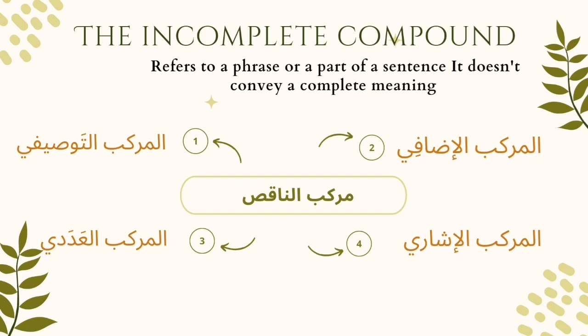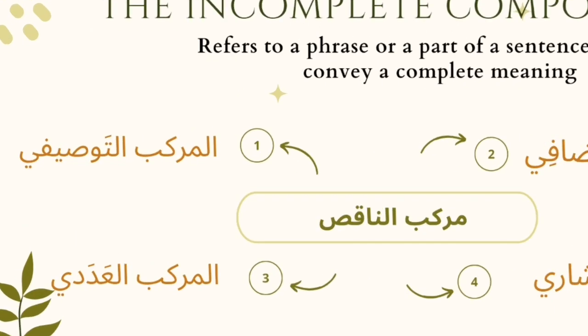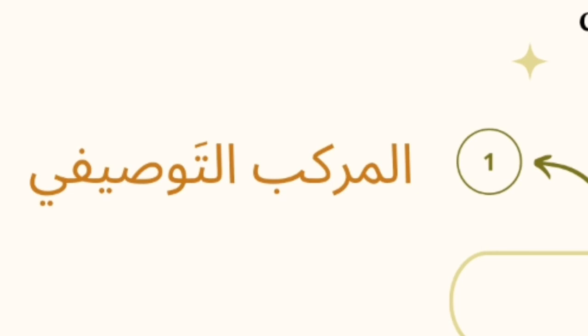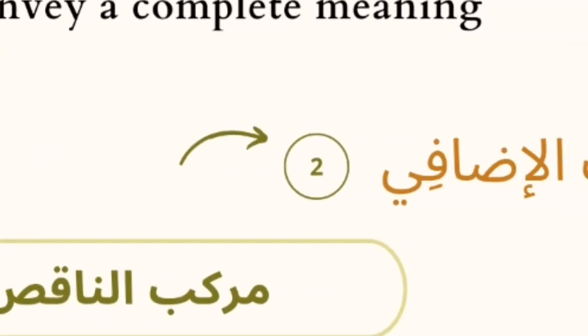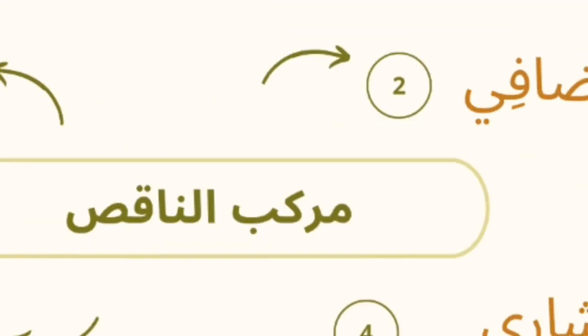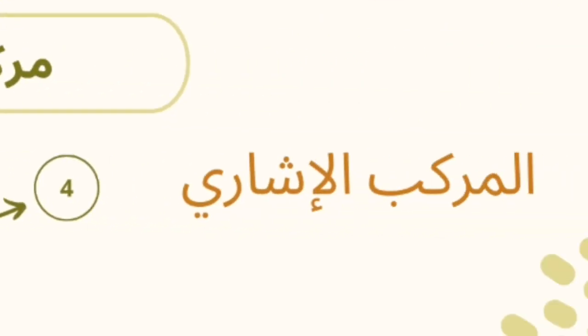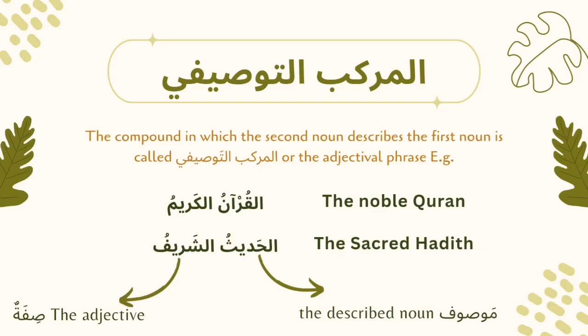This murakkabun naqis is divided into 4. First, al-murakkabut tawsifi. Second, al-murakkabul idafi. Third, al-murakkabul adadi. And fourth, al-murakkabul ishari. So, what is al-murakkabut tawsifi? It is the compound in which the second noun describes the first noun. It is called al-murakkab al-tawsifi or the adjectival phrase.